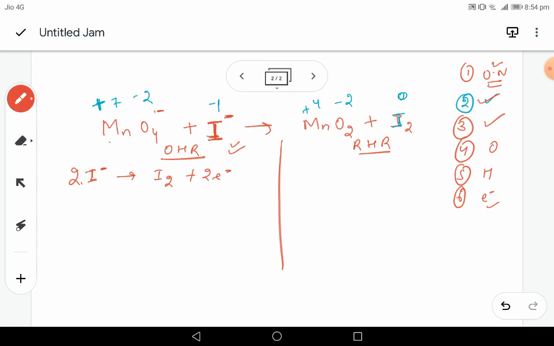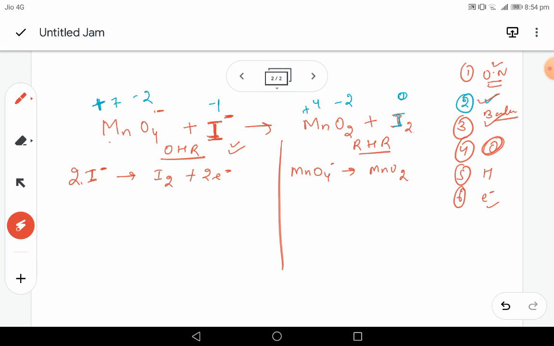Now let us move on to the reduction half. So we all know that in the reduction half, the change that is happening is MnO4 is getting changed into MnO2. Okay. So let us follow the same sequence. First and second step we are already done with. Third one is to balance all the other atoms except oxygen and hydrogen. So over here manganese 1, it is already balanced. Move on to the next one.